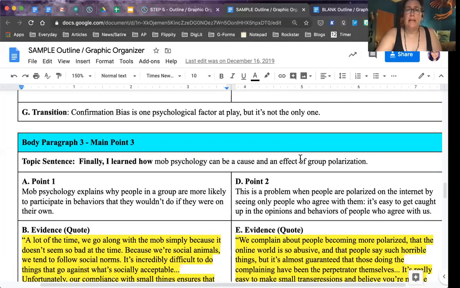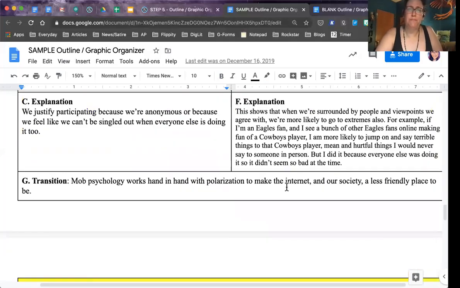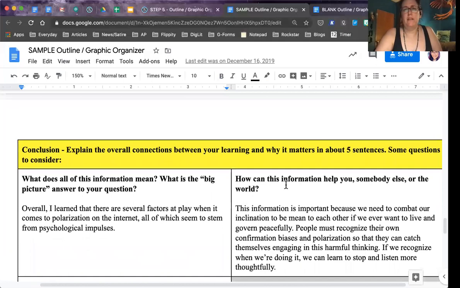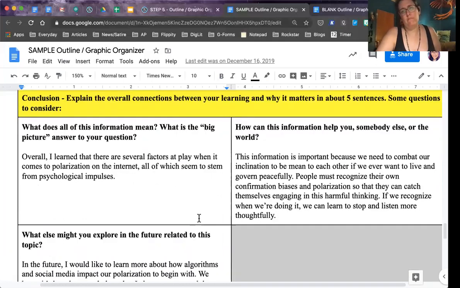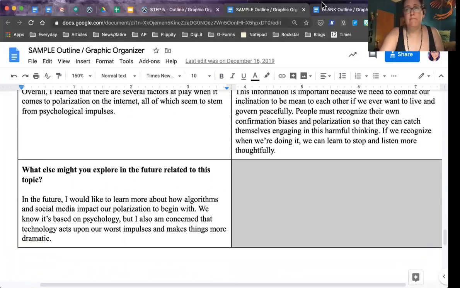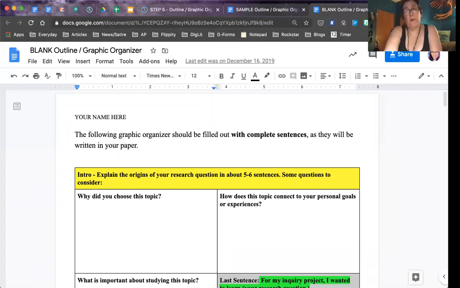And then my main point number 3, I learned how mob psychology can be a cause and an effect of group polarization. And then finally, the overall connections between my learning. Why does it matter? All right, and that's it. It is a lot of work. It's a lot of thinking. This is definitely the hardest part of your paper.